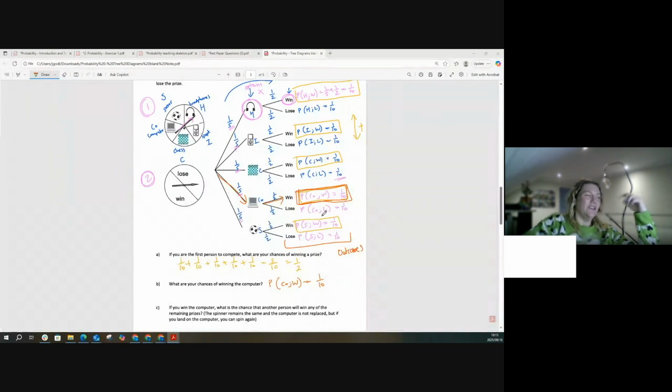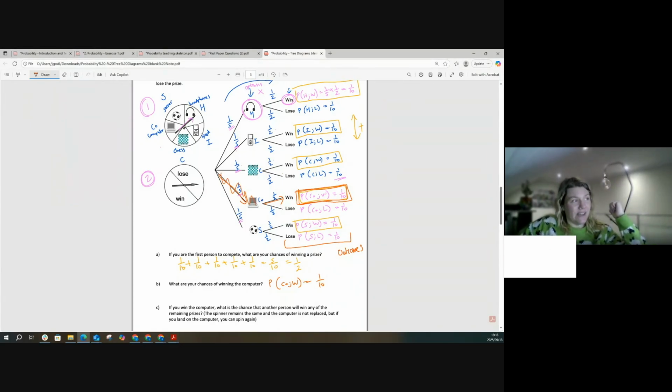Okay. So the trick with this question was it said, if you landed on the computer, you could spin again, right? So that essentially means that the computer is not part of our situation anymore. So now, when we're looking at our options here, what is the chance of winning? We now have 1, 2, 3, 4. Cool. But we don't have 10 options anymore. We only have 8 options.